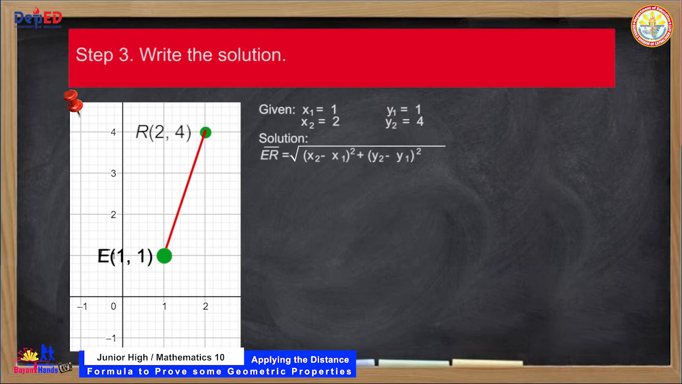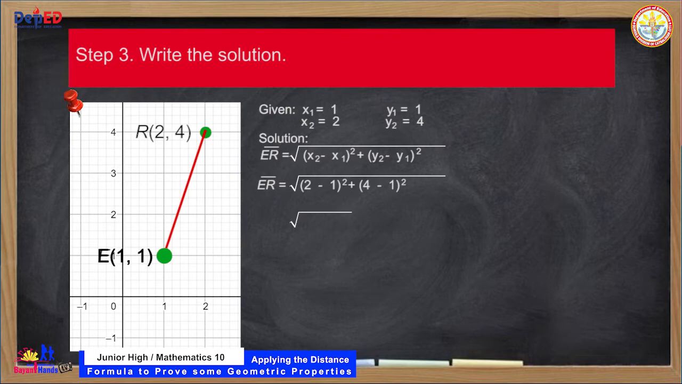Segment ER is equal to the square root of the square of the quantity x sub 2 minus x sub 1 plus the square of the quantity y sub 2 minus y sub 1. By substituting the given in the formula, we have segment ER is equal to the square root of the square of the quantity 2 minus 1 plus the square of the quantity 4 minus 1.